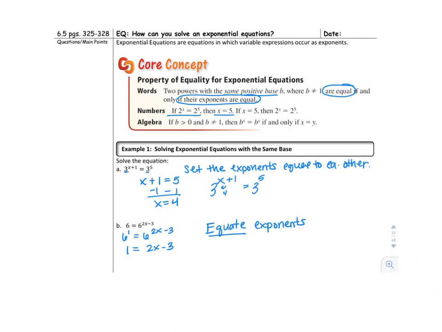So the first step you should do is add 3 to both sides. And that will give you a 4 on the left-hand side. 4 is equal to 2x. Then divide by 2. And then once you divide by 2, you get an answer of 2 for x.